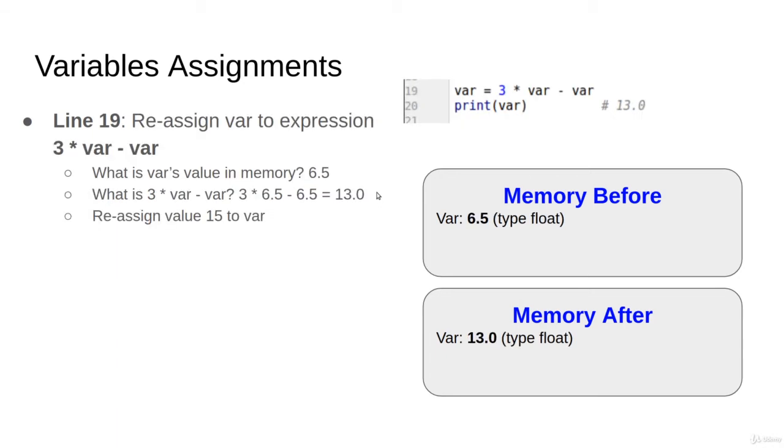Here in line 19, we are going to assign the var to 3 times the var minus var. So the var in the memory was 6.5. So this equation is like 3 times 6.5 minus 6.5, which overall is 13. So the memory will be updated from 6.5 to 13, but the data type will not be changed.